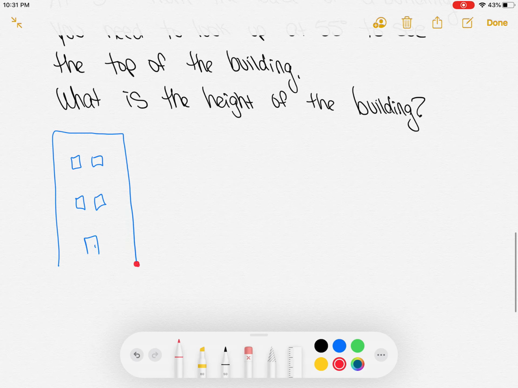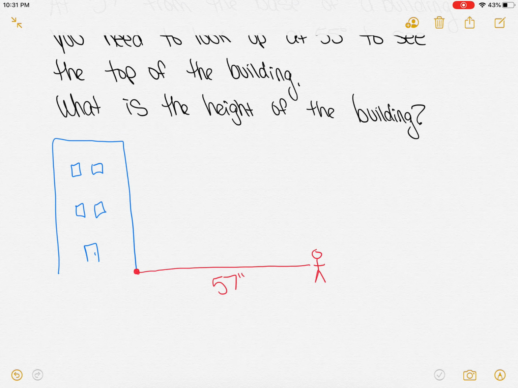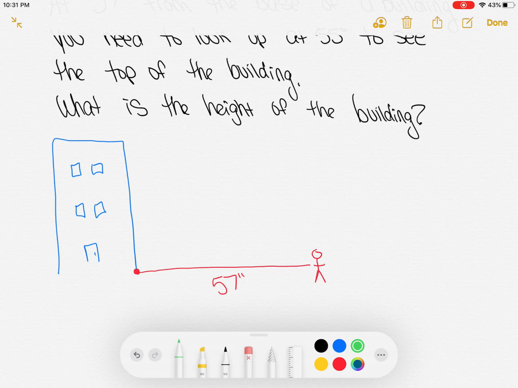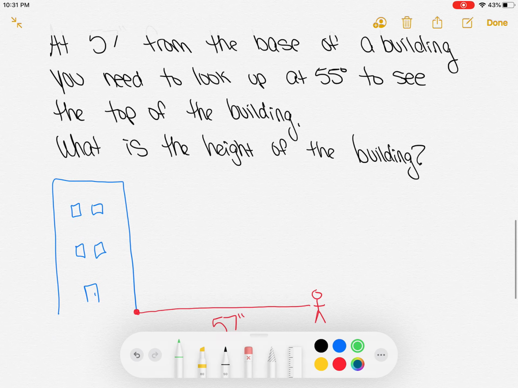57 inches from the base of the building. So the base of the building is here. If you're 57 inches from the base of the building, that's going to be a horizontal line on the bottom. Here you are, and that is 57 inches away from the building. So that red line I just drew is 57 inches.